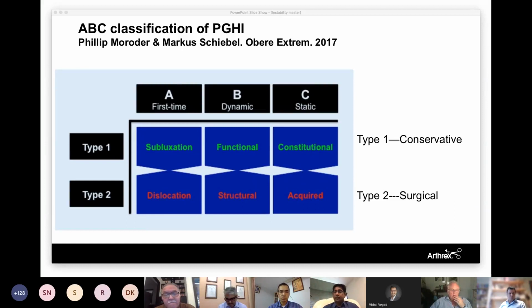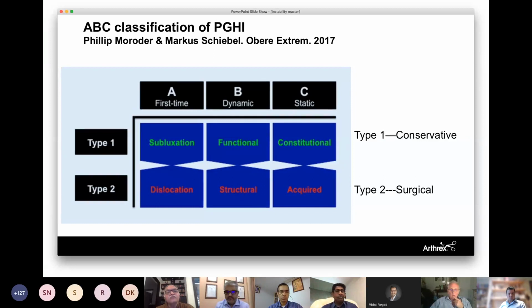This really is a fantastic case to highlight all the problems that we do have with posterior instability. It gives us a nice care approach. Thank you very much. Then we'll go on to the next.